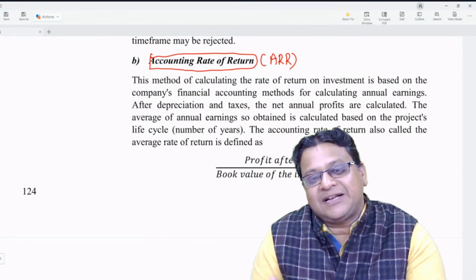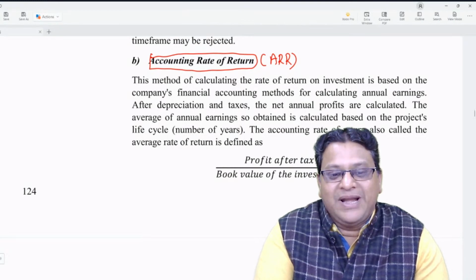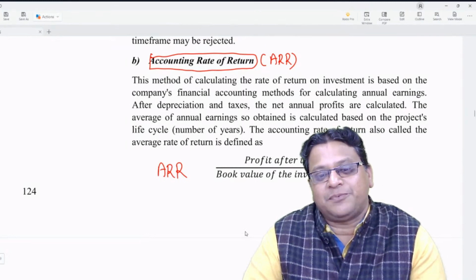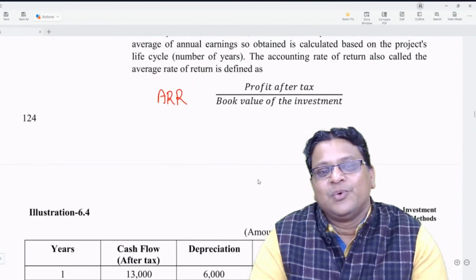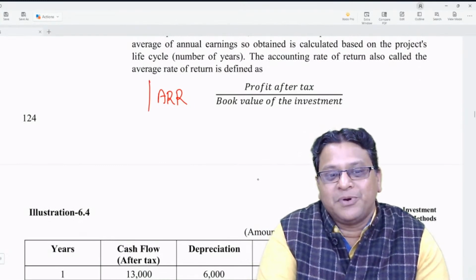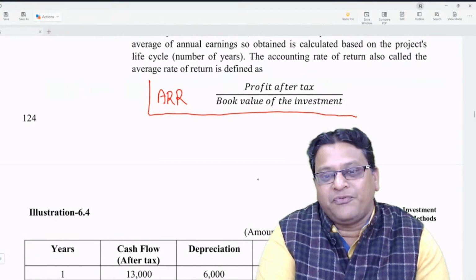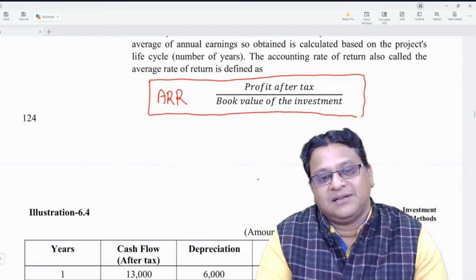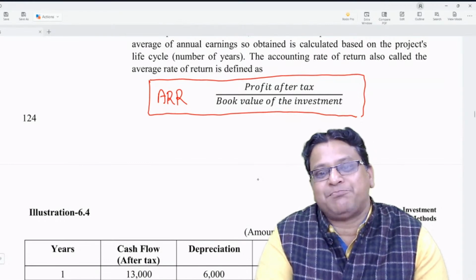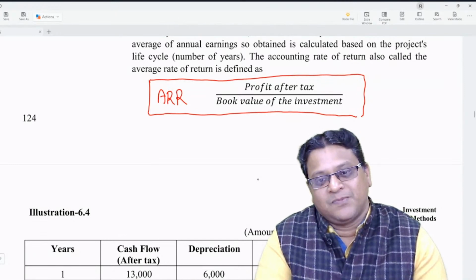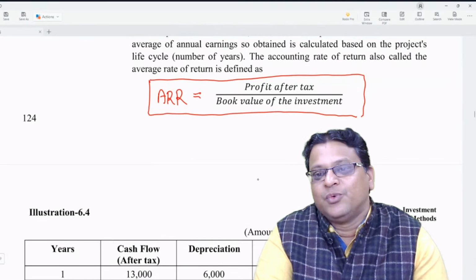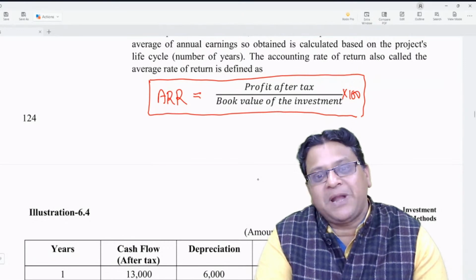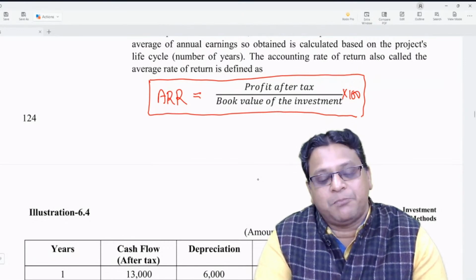So, accounting rate of return method. In this case, we calculate ARR, accounting rate of return. How do we calculate accounting rate of return? We calculate it with the help of the following formula. What is the formula? ARR is equal to profit after tax divided by book value of investment, that is, profit after tax by initial investment. If we multiply it by 100, we'll get ARR in percentage form. If we do not multiply it, we'll get ARR in point form or decimal form.